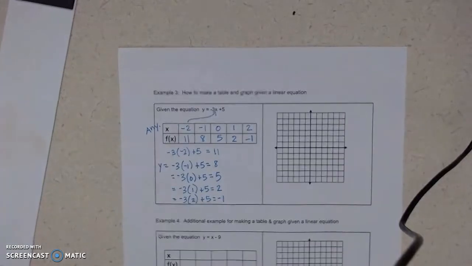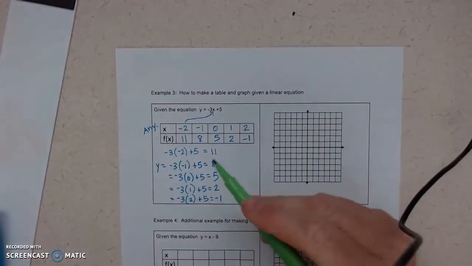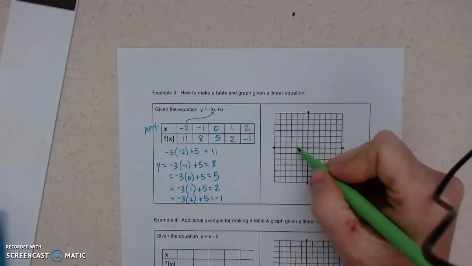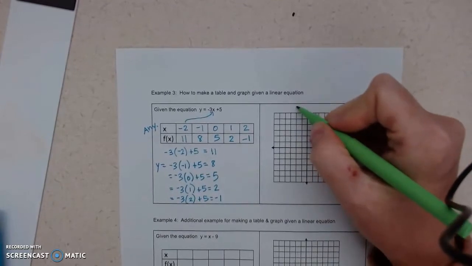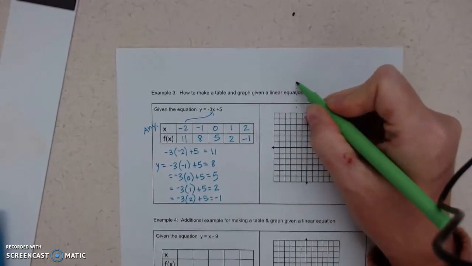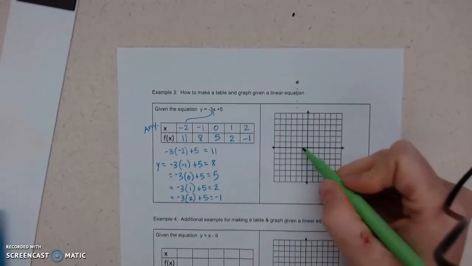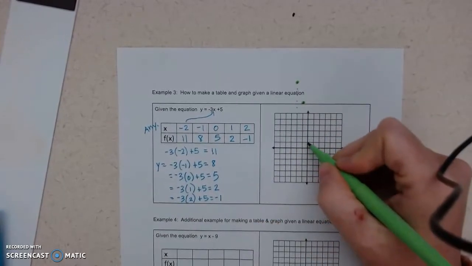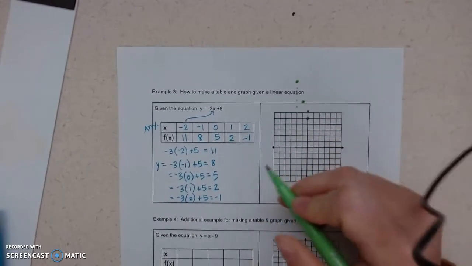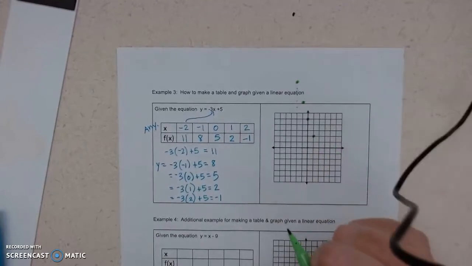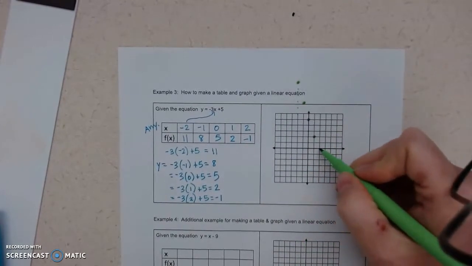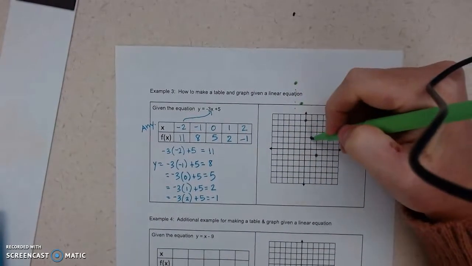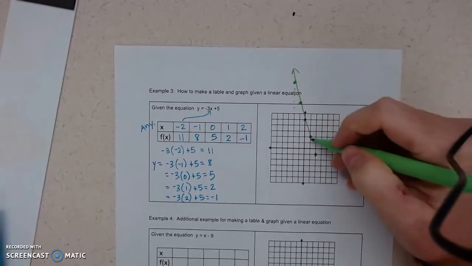So we're going to plot those ordered pairs. Now, if your number goes off the graph, that's fine. Just estimate. So -2 and then up 11. 6, 7, 8, 9, 10, 11. -1, 8. 6, 7, 8. 0, 5. 1, 2. And 2, -1. And so you can see the dots make a linear pattern, and you can freehand sketch it.